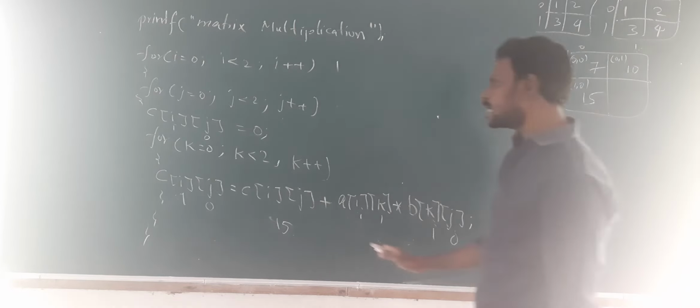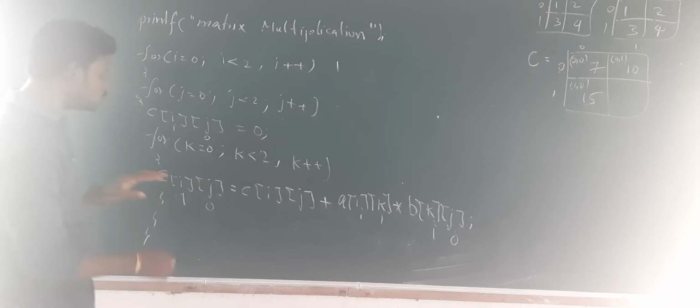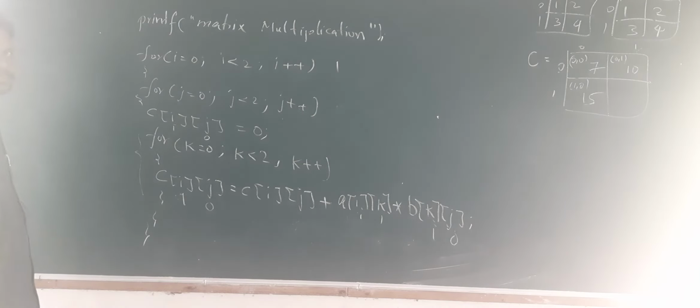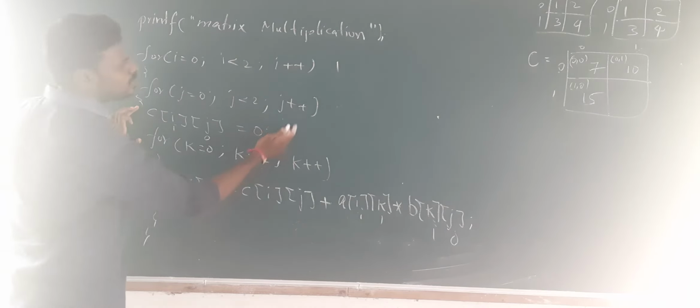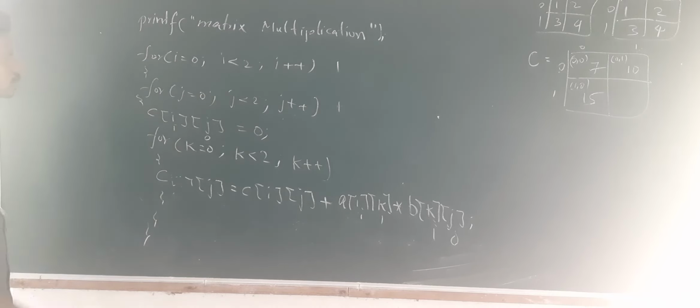Okay, done. Now again I will be incrementing the value of k. K will become 2 here. 2 less than 2? No, it is not. I will come out from this. Now I will erase this. Now I will increment the value of j. J is 0 till now, and it will become 1. 1 less than 2, yes. Again I will enter into this.